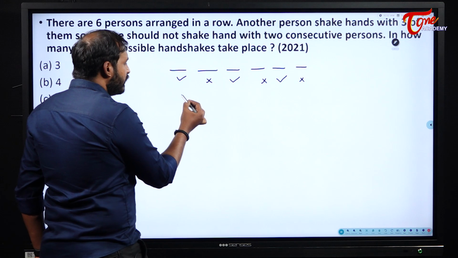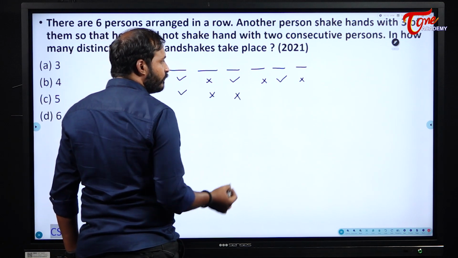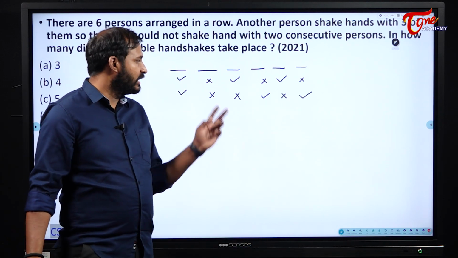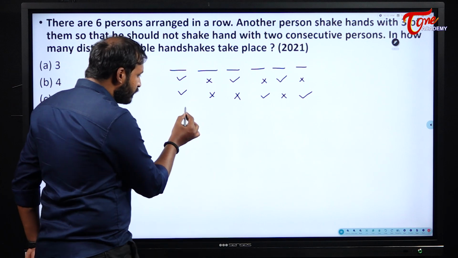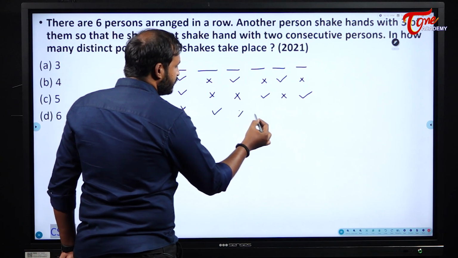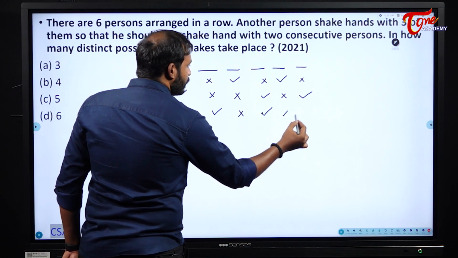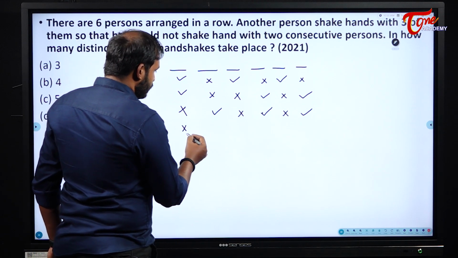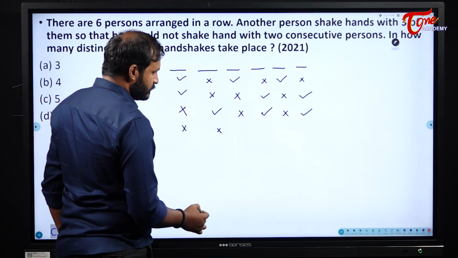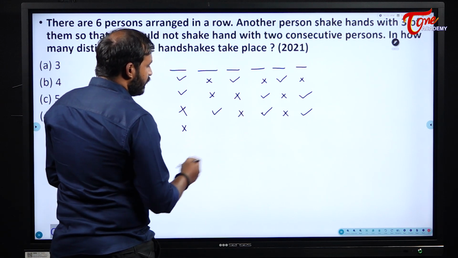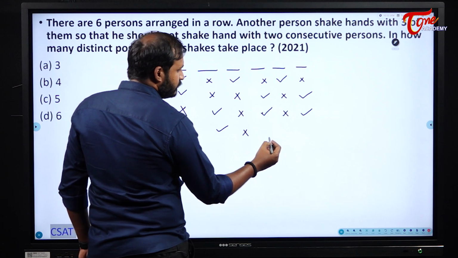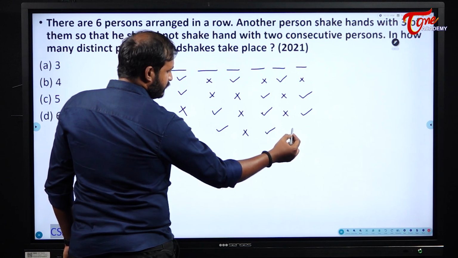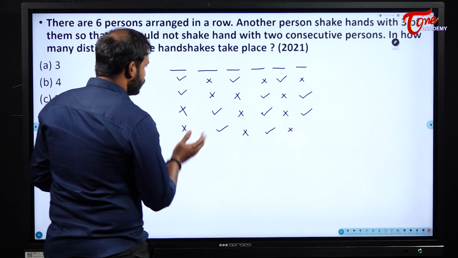Or else, what can he do? If he shakes hands with this person and neglects these 2 persons, and then shakes hands with the last person, like this also, that is not happening. Or else, if he avoids this person and shakes hands with these persons, this is also one possibility for me. The other possibility is if he avoids the first person and then this person. Okay, this is also not possible for him.